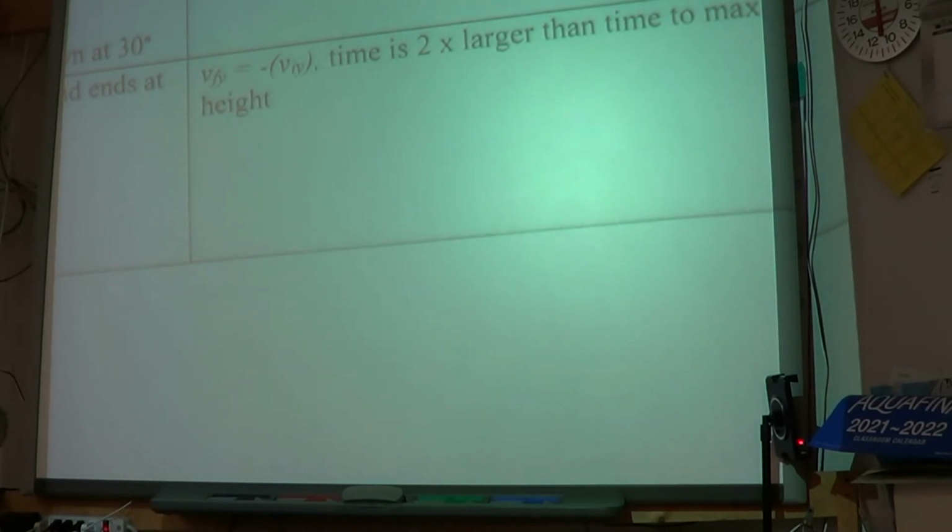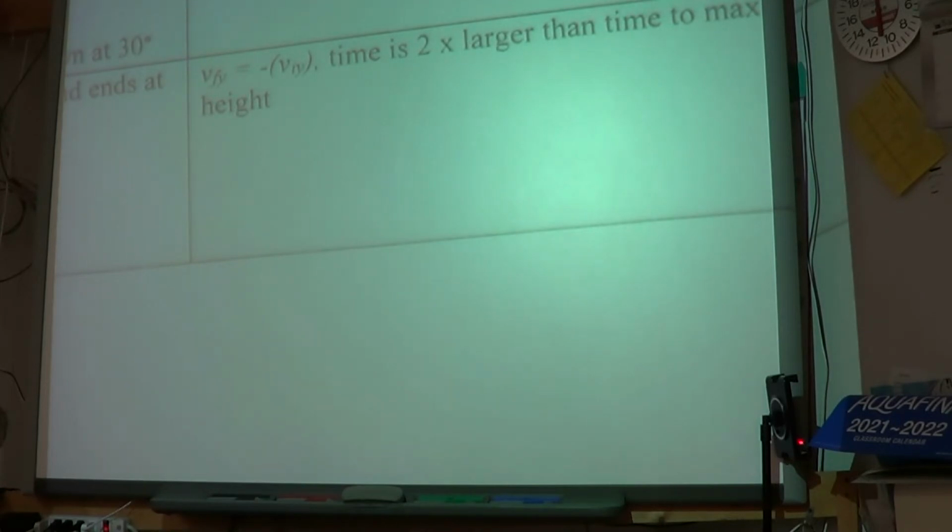Because sometimes we still like to use that max height thing. If we talk about angle launch and we choose max height, we know the velocity at max height is 0. So we could say, hey, I have a final velocity, or maybe I have the initial velocity, if I'm looking on the way back down.